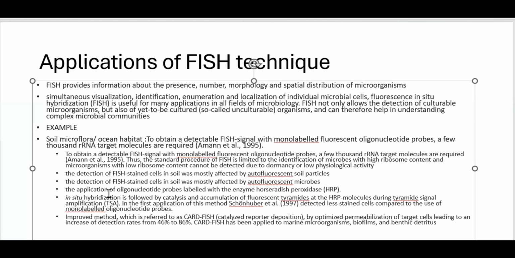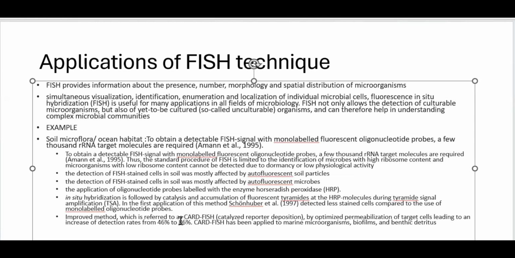Then, oligonucleotide probes labeled with the enzyme horseradish peroxidase. So this is what you have probably used in ELISA also, right? If you are talking about autofluorescent sample components, then fluorescent probes will be of no use or have limited application. So can you change? In this case, they have suggested use of the enzyme HRP, right?